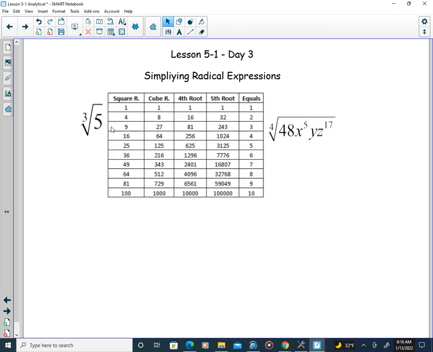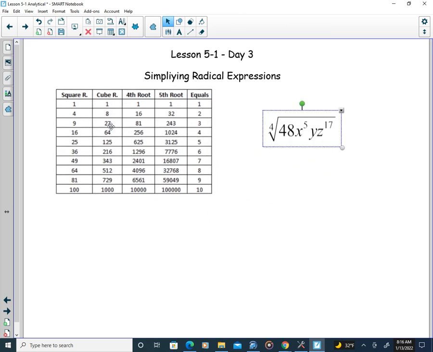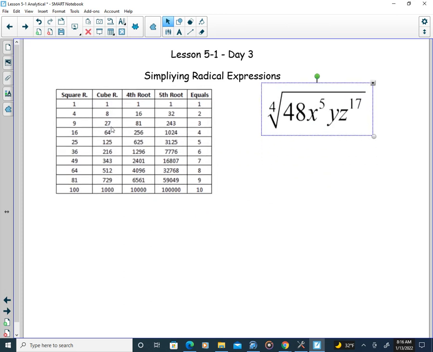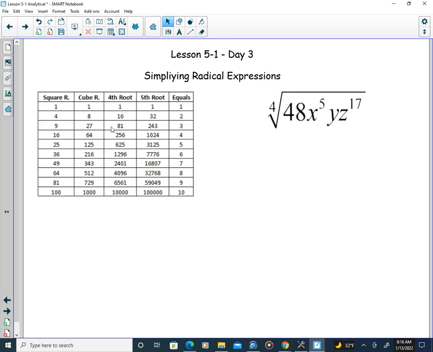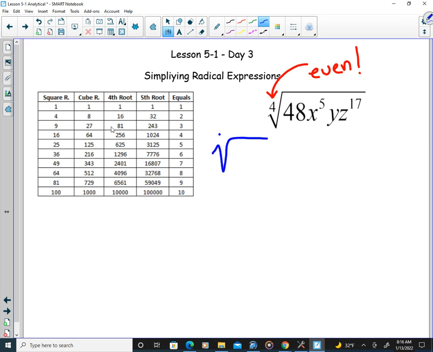Let's look at this problem over here. This is a fourth root. So the index here is even. So that means we might have to use absolute value symbols around our final answer on certain parts of it. But we'll wait till the end to see. All right, so we're going to do this one the same way. Our first step is to break it into 2 parts. Break it into the fourth root of 48 and the fourth root of x to the 5th, y, z to the 17.